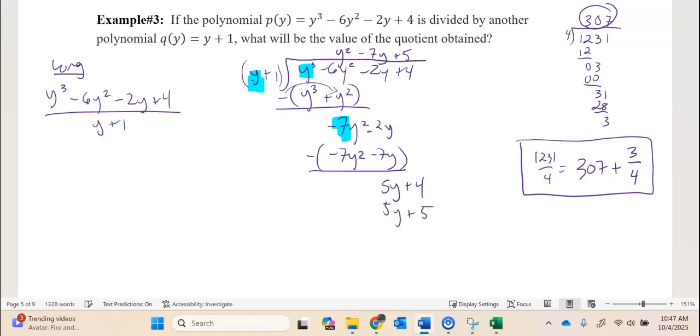5y plus 5, subtract, and then I get my remainder. Okay, so 5y minus 5y is 0. 4 minus 5 is negative 1. Okay, so a couple things going on in this problem. One, this is the process of long division.